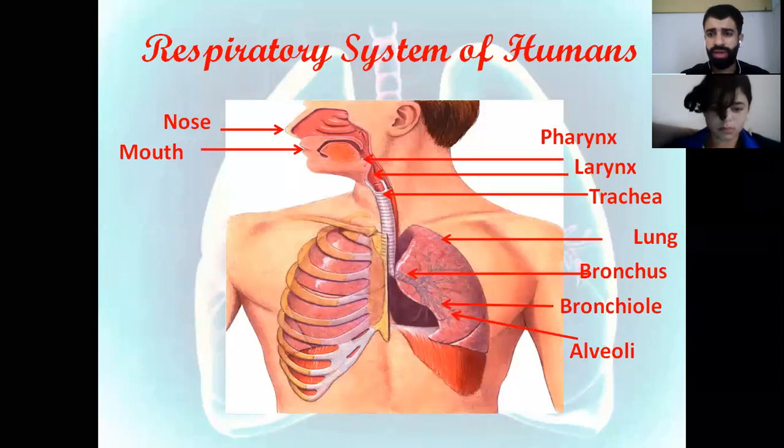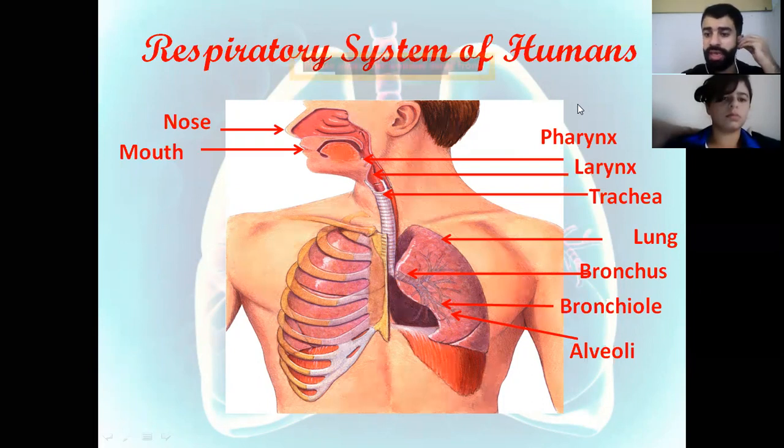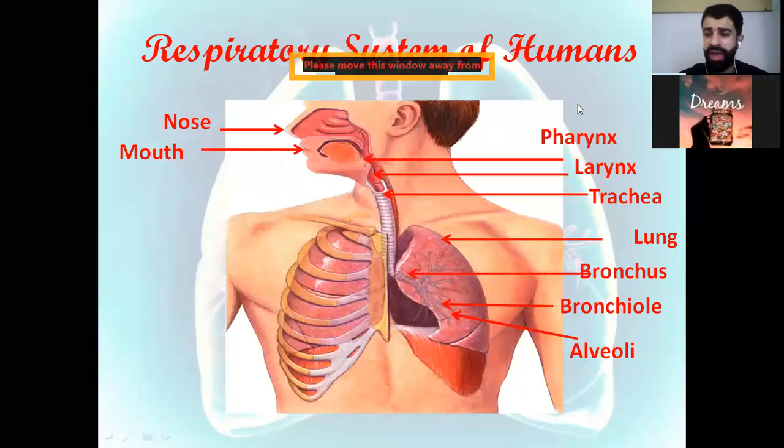Last time we talked about the respiratory system in humans. We said that the respiratory system in humans consists of different organs. We have the nose, the mouth, the larynx, the pharynx, the trachea, the lungs, the bronchus, the bronchioles, and the alveoli. What is the organ that's responsible for respiration in humans? It's the lungs. So the lungs are the respiratory organ in humans.